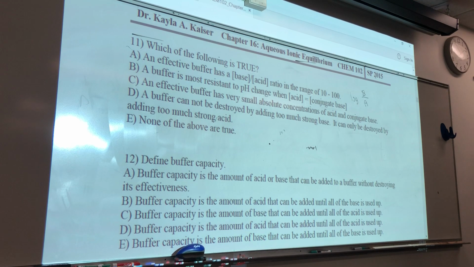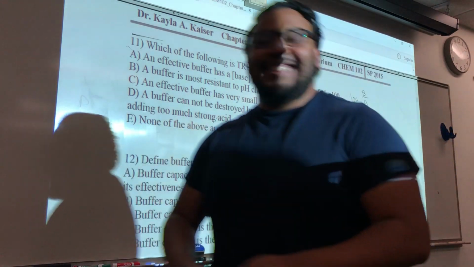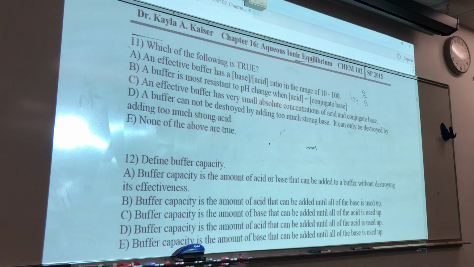An effective buffer, we said that already, can be destroyed, cannot be destroyed by adding too much strong base. It can only be destroyed by adding too much strong acid. That's just downright nonsense. It's not true. Is that cool?